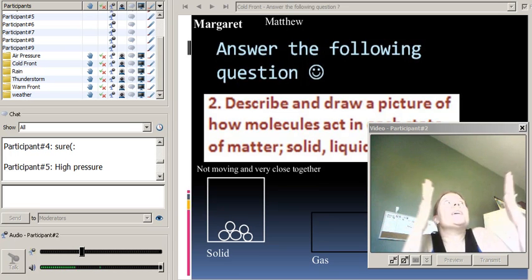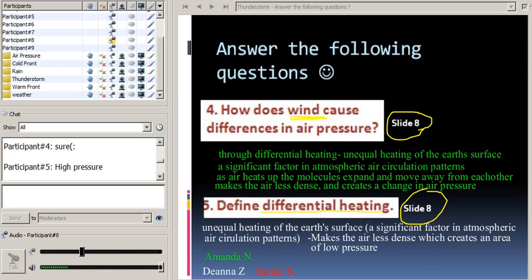It fills, it's continuous. Away from each other, making the air less dense, and it creates a change in the pressure. And then differential heating is just the unequal heating of the Earth's surface.